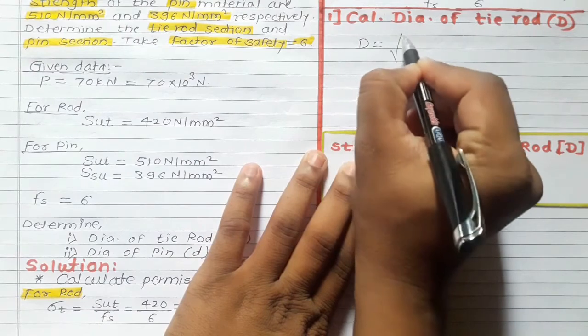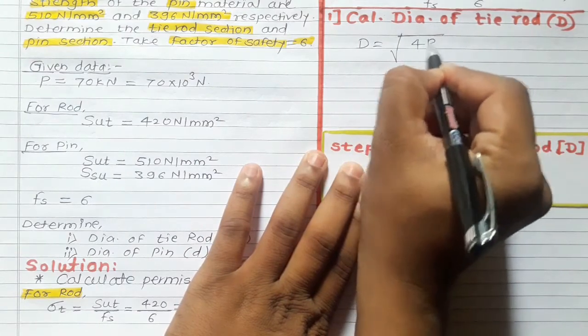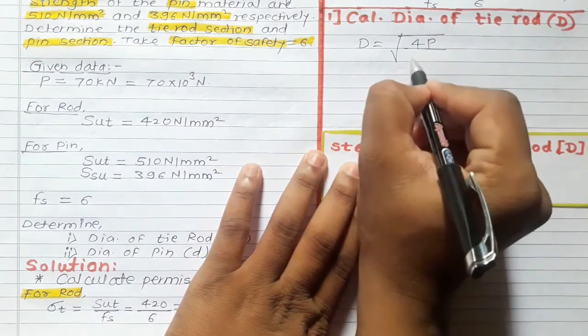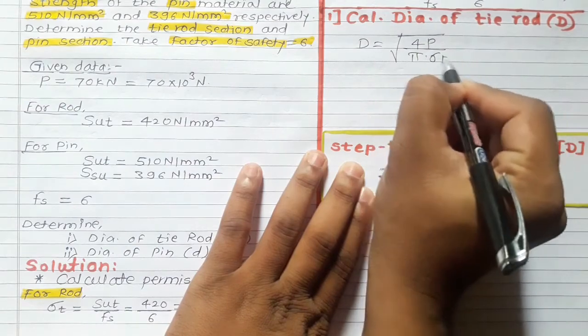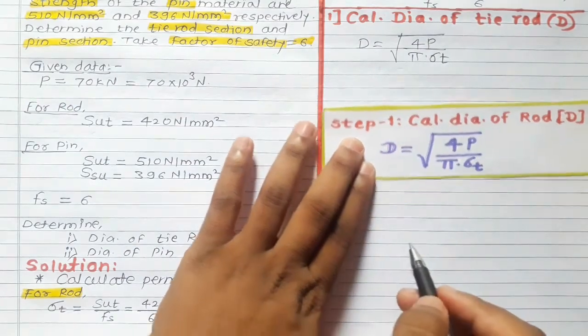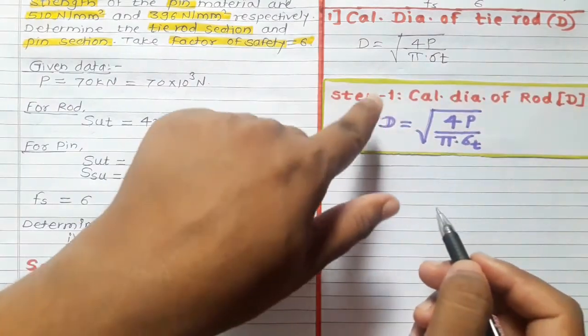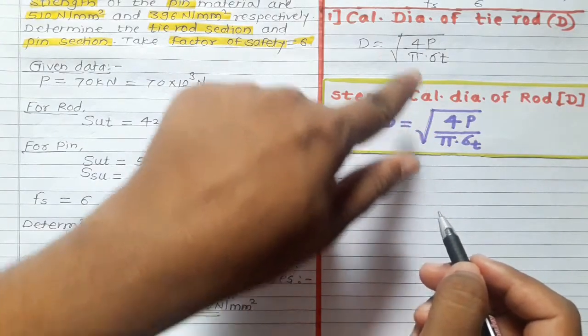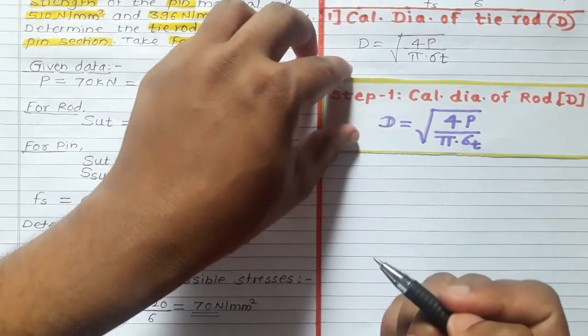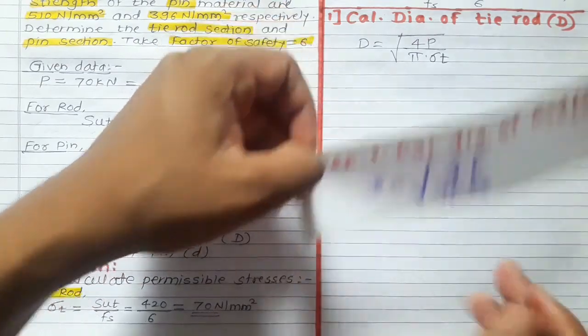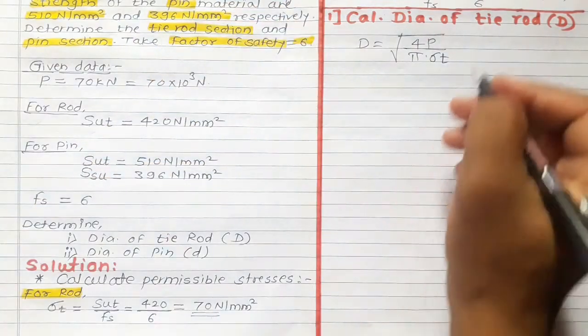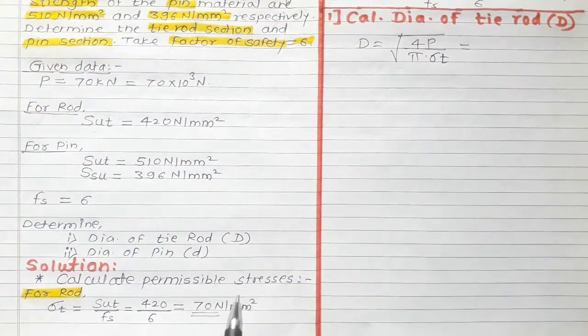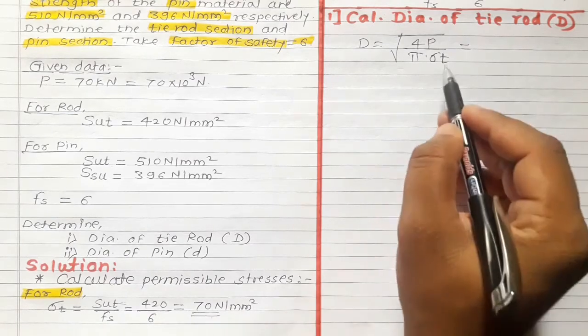capital D is equal to under root 4P upon pi into sigma t. Okay, so this is the equation we have to refer from the step number 1 of design of knuckle joint, and we have to use here to find out the diameter of a rod. Now we have already calculated the permissible tensile stress of this rod material. It is 70 Newton per mm square. So we have to put this value of sigma t as 70 Newton per mm square here.